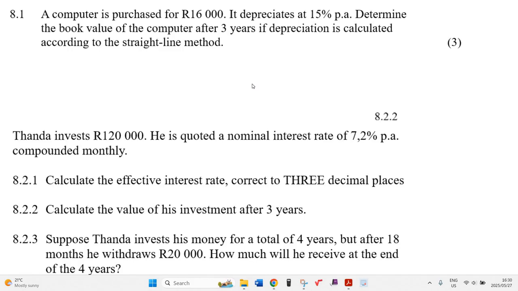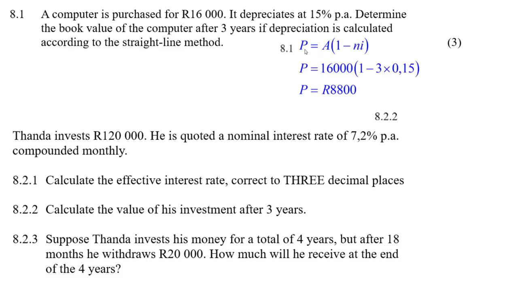You've got to pick the formula with no powers in it. What does it look like? It's this one. P equals A times (1 minus n times i). A is the amount we start with, 16,000. 1 minus 3 years times 15%, 0.15. Put it in your calculator. I got 8,800 Rand. And that's it.